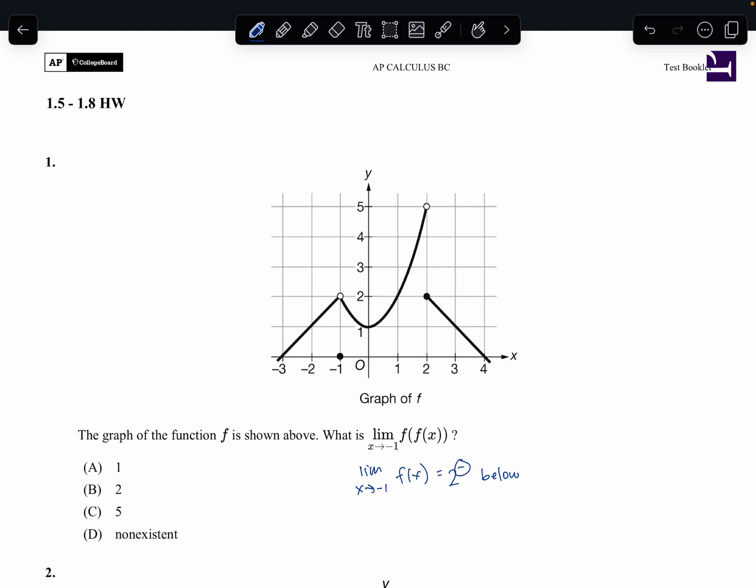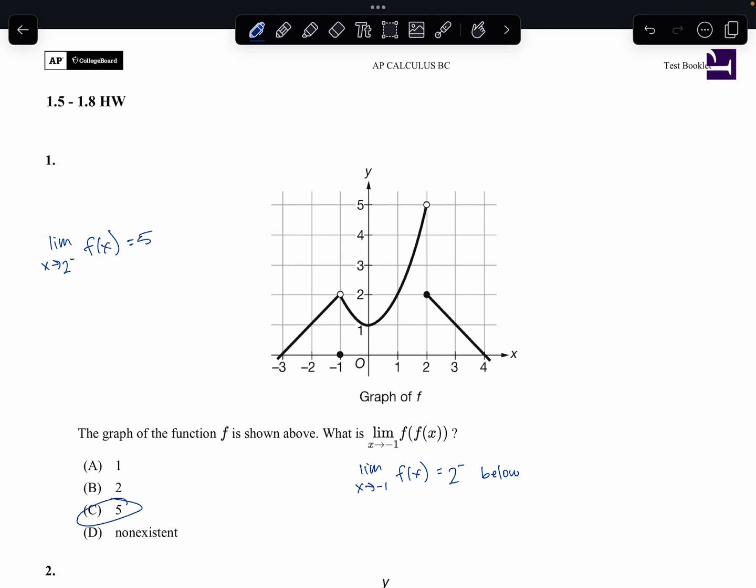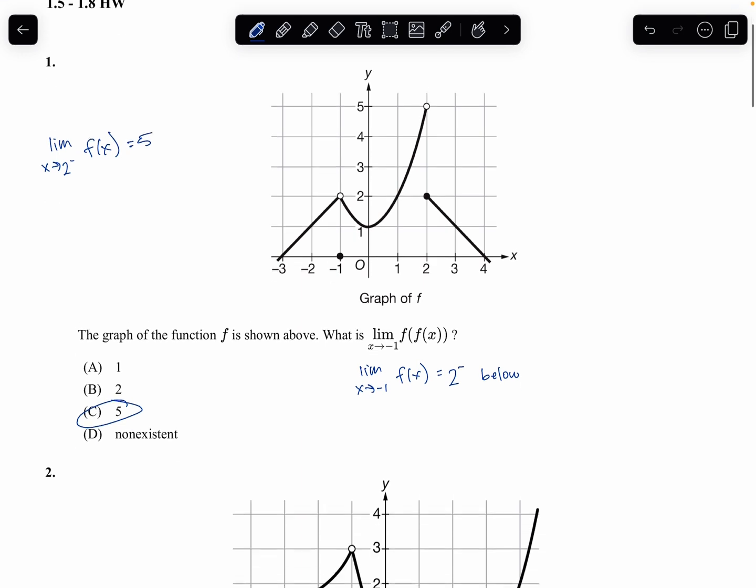and to denote that I'm going to put this superscript of negative, which means that in my next limit, as I evaluate the limit of the outside function, I'm going to evaluate it from this value right here. So I'm going to evaluate the outside function as x approaches 2 from the left of f of x. And if I do that right here, so here's 2 of f of x, and we're going to approach 2 from the left side, and that's going to be equal to, you can see that as 5.